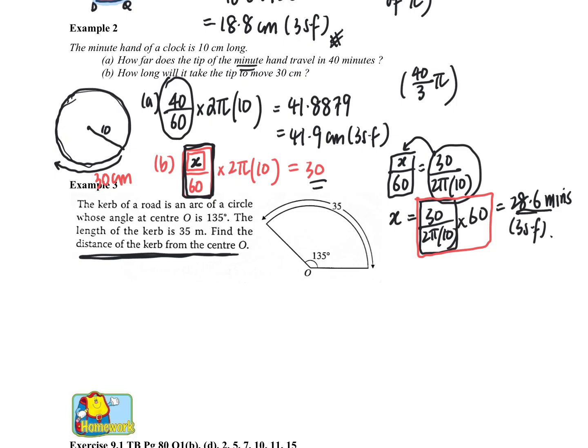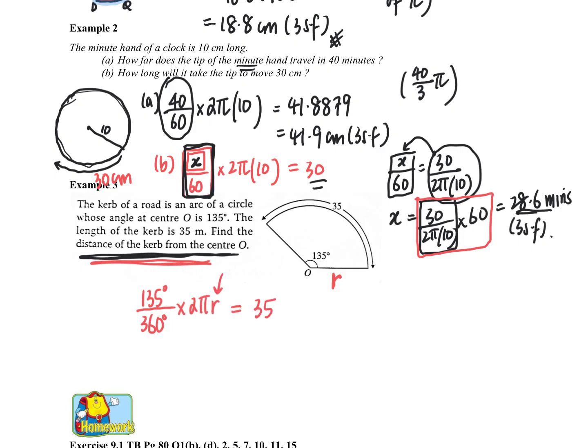Okay, what is the question trying to ask me to find? Distance of the curve from the center. The radius. So actually what they want me to find is the r. So I put my normal fraction into play. It is 135 degrees out of 360. I multiply by my circumference. It should give me 35.